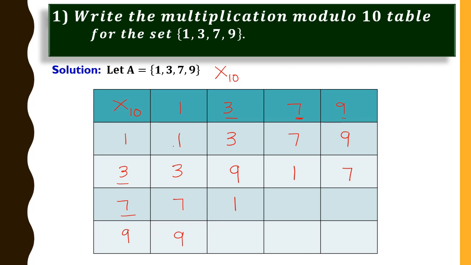Next, 7 into 7, 49. If you divide by 10, remainder is 9. Next, 7 into 9, 63. If you divide by 10, the remainder is 3. Similarly, 9 into 3. 9 into 3 is 27. If you divide 27 by 10, remainder is 7. Next, 9 into 7, 63. Remainder is 3 when we divide by 10. Next, 9 into 9 is 81. When we divide 81 by 10, remainder is 1.